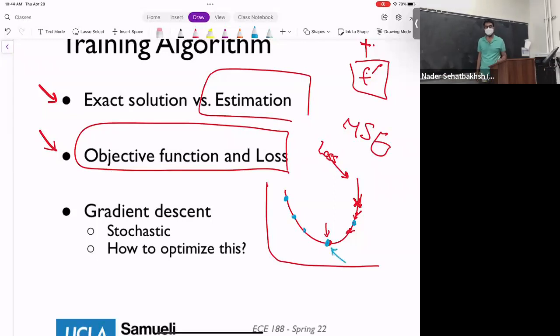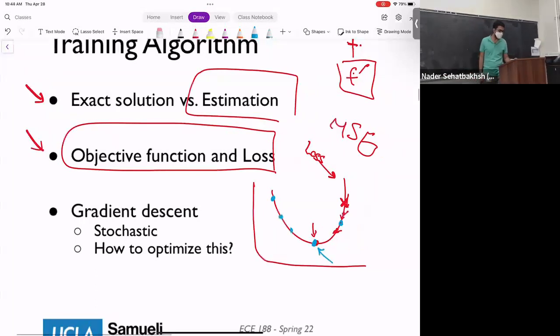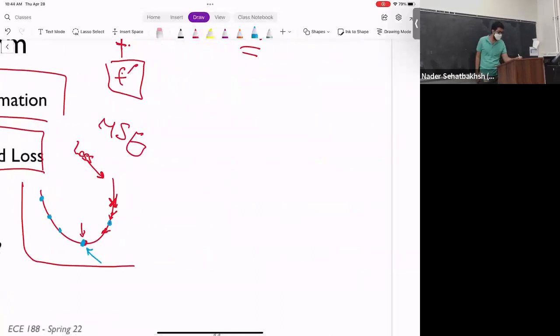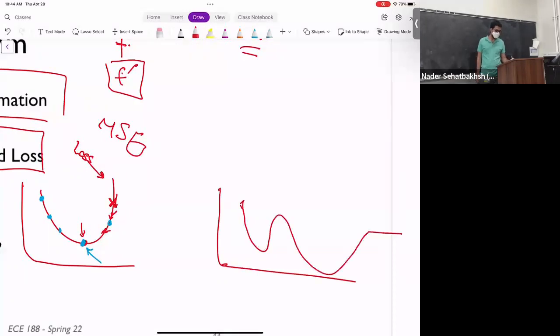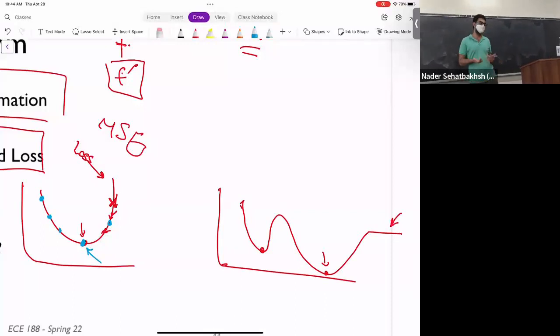And this minimum point is where you want to be because that's the minimum amount of loss that you have. Of course, the problem may not be as simple as this. You might have scenarios like this, where you have what is called a local minimum, and you have something like a global minimum, or you have some areas that are flat, right? And depending on where you start, you might run into different scenarios.